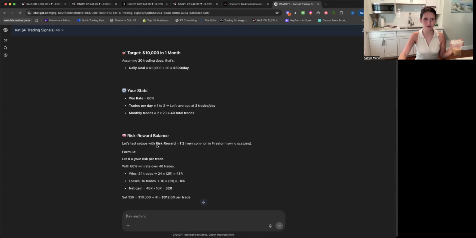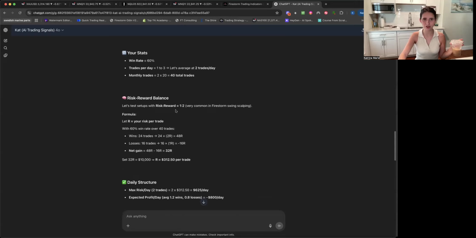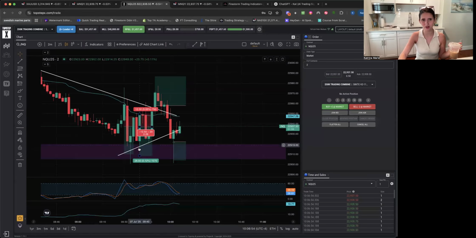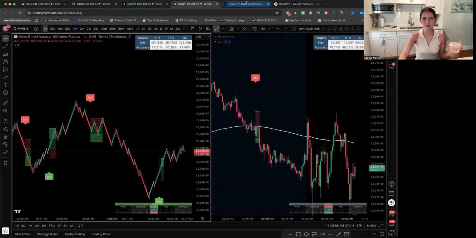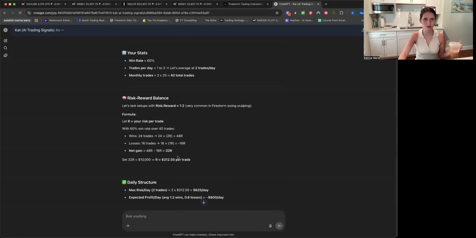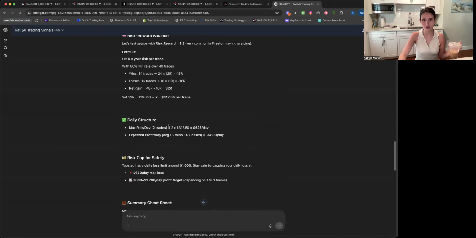We're Firestorm scalping here, 1 to 2, kind of like what we do here, so that's what we're right around. So come back here. It gives you everything broken down. And you can set, let's say your max risk on the day is 625 and your expected profit is 800. So put your numbers right over here.